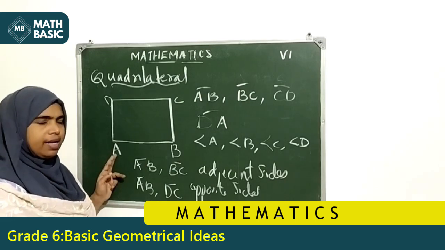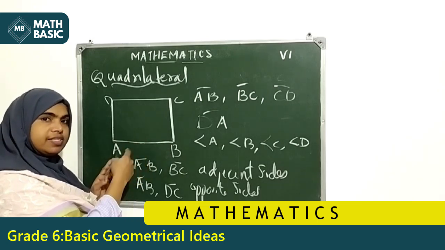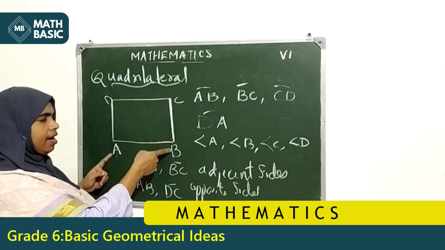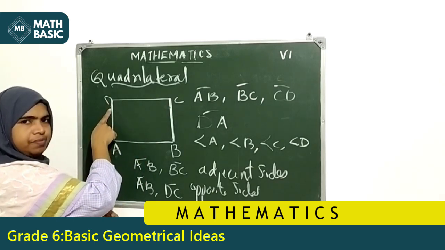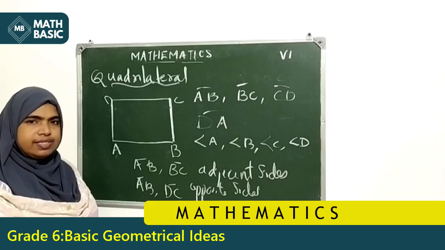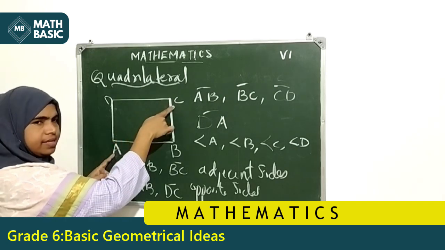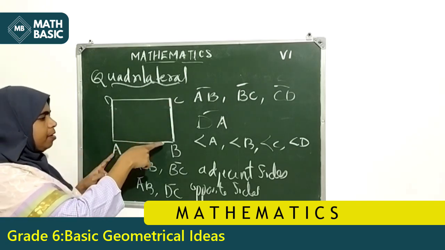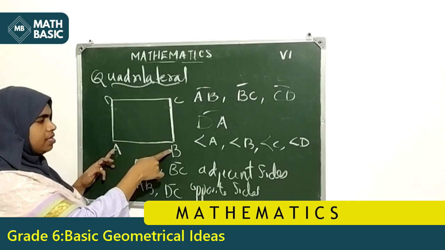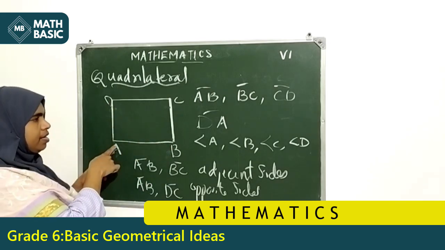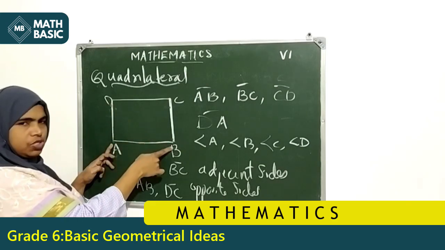From this, see the quadrilateral ABCD. Here angle A and angle B are called adjacent angles. Angle A and angle B, or angle B and angle C, or angle C and angle D, or angle D and angle A are adjacent angles. Then angle A and angle C are opposite angles. Angle B and angle D are opposite angles. Here adjacent angles, then opposite angles. These two are opposite angles.